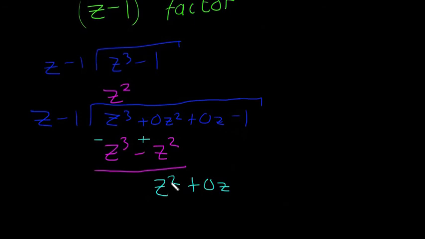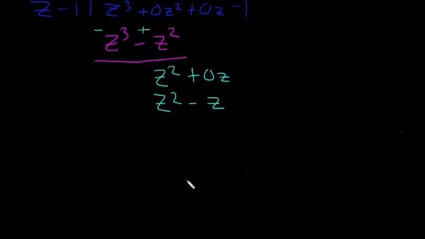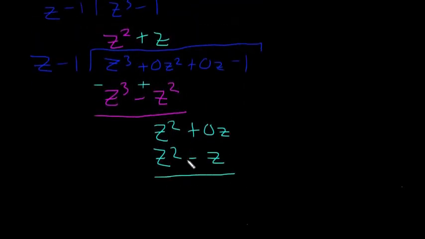Now we go z into this term here, so z into z squared is going to be plus z, and then multiply z by these terms, so we're going to have z squared minus z. I'll go down a little bit, and again we're going to change the signs. I'll just go back to purple.